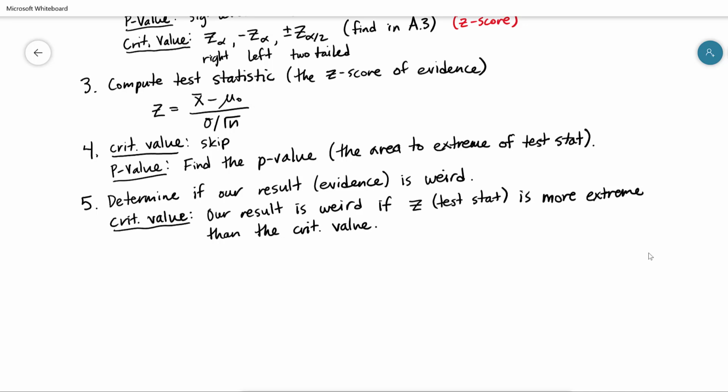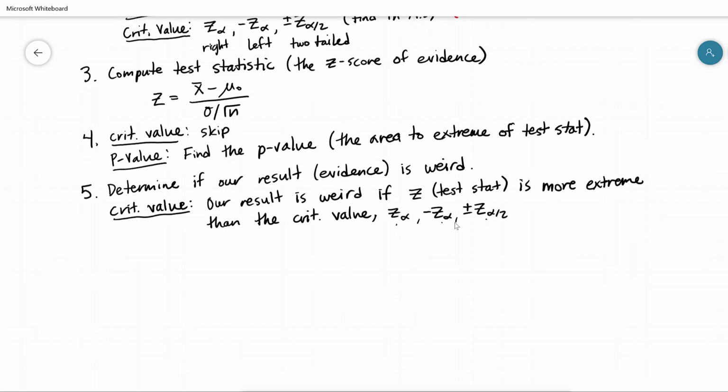Which is, again, either z sub alpha, negative z sub alpha, or plus or minus z sub alpha over 2, depending on whether we are right-tailed, left-tailed, or two-tailed. So that's why we have, again, the word extreme. In the right tail, we want this z-score to be to the right of this one if it's weird. If it's in the left tail, we want this z-score to be to the left of this one. If it's two-tailed, depending on which tail it falls in, it can either be to the right or the left. But again, we just want to know if this z-score is further into a tail than whatever the cutoff for weird was. So that is our critical value method.